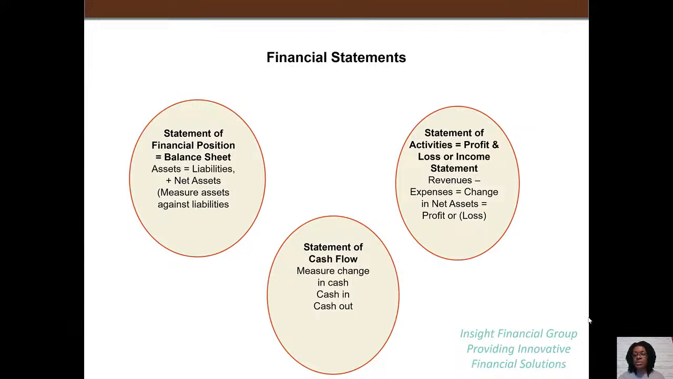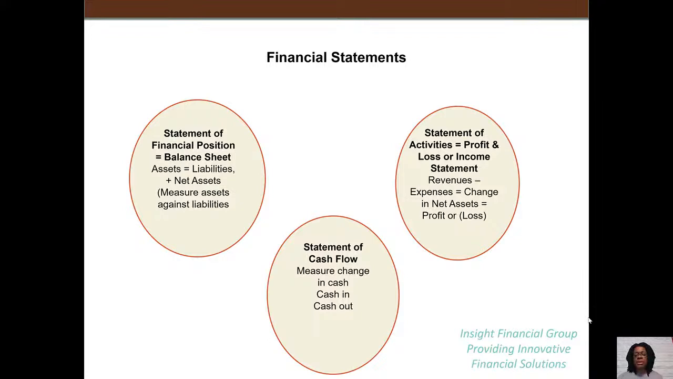The profit and loss statement, which is also known as the statement of activities in the nonprofit world, is your revenue minus your expenses. The statement of cash flow is just measuring the change in cash, the cash in and cash out.